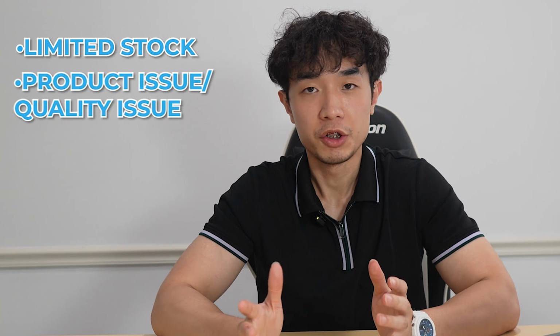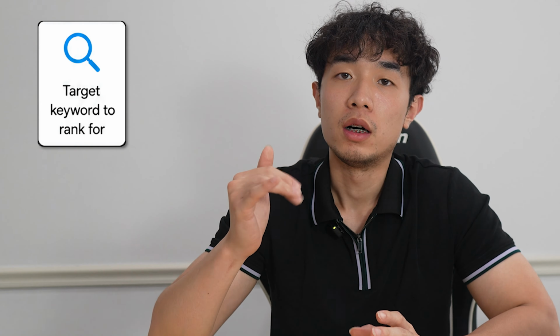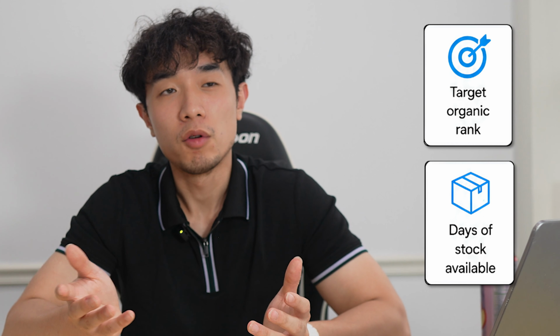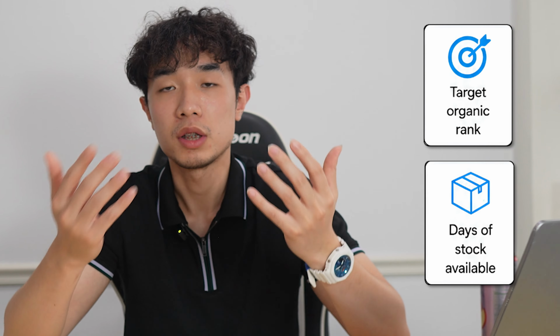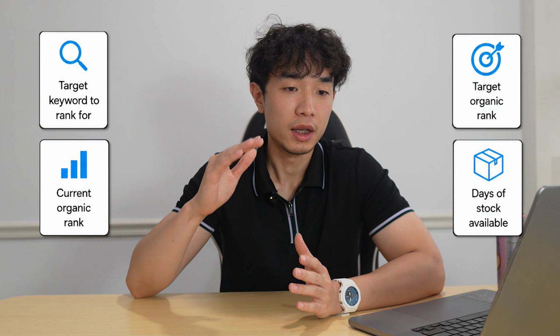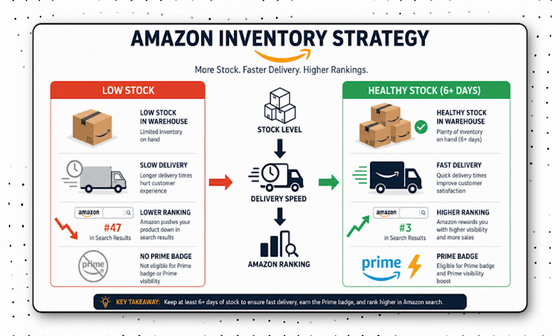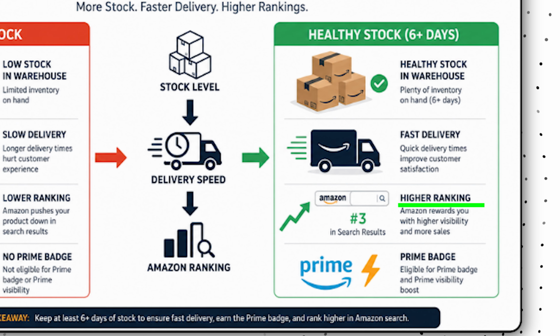The only time I personally don't run this is if I have limited stock or there's some kind of issue with the product. Make sure you define the keyword you want to rank for, the current organic rank, like the current best-selling rank for your product, the target organic rank, and the days of stock. If you don't really have sales, the days of stock will still seem really high. Just make sure that you have enough stock in there, right? If you're already selling and your best-selling rank is already kind of established, I would keep at least 6 days of stock just to account for the increased sales.